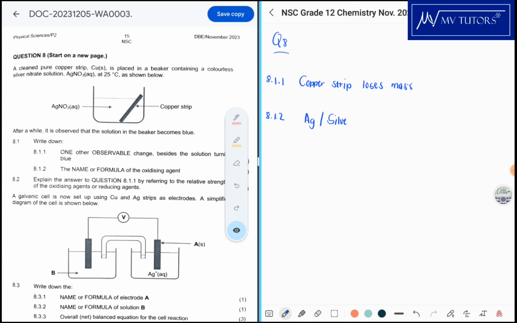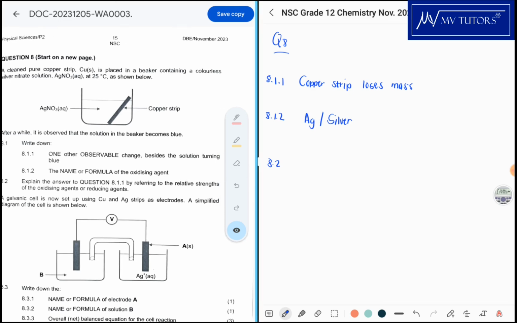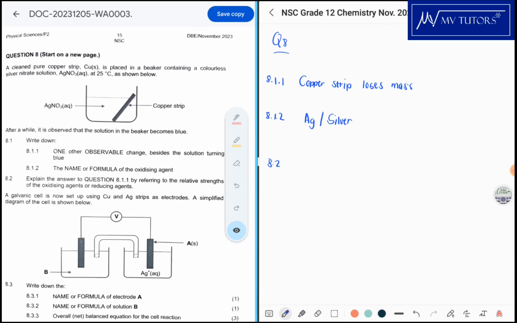Oh, they want the formula. Oh, the name or formula. Okay, so it's cool. Now 8.2, it says explain the answer to 8.1.1 by referring to the relative strengths of the oxidizing agents or reducing agents.